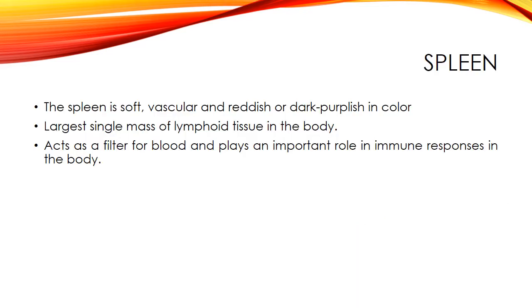First of all, the spleen is a soft, vascular, reddish or darkish purplish colored structure which is present inside the abdominal cavity in the left hypochondrium. It is the largest single mass of lymphoid tissue in the body and it acts as a filter for blood and also plays an important role in immune responses in the body.